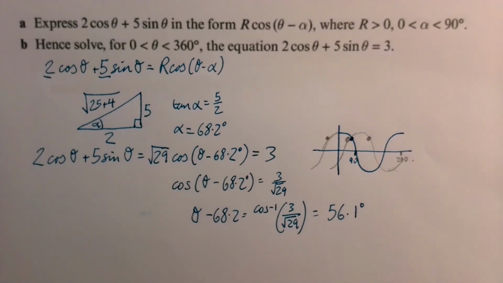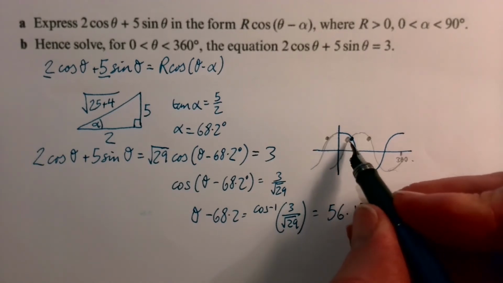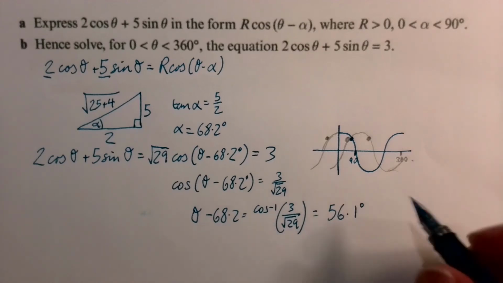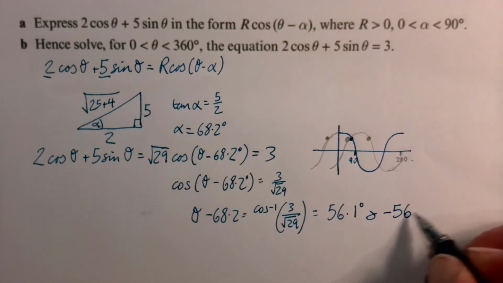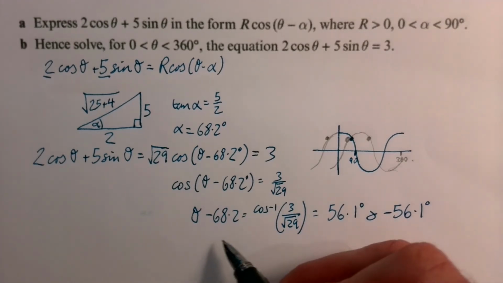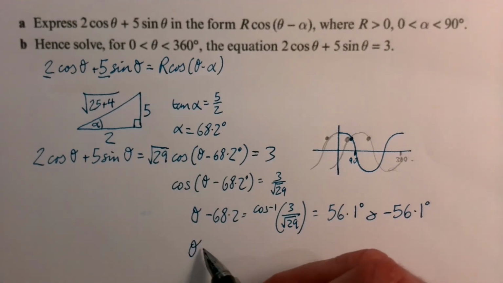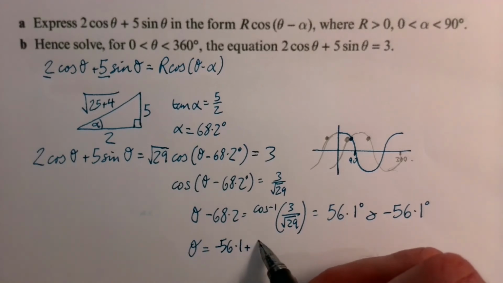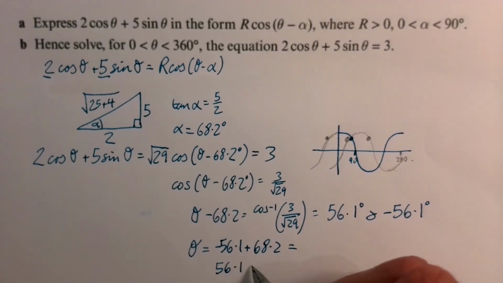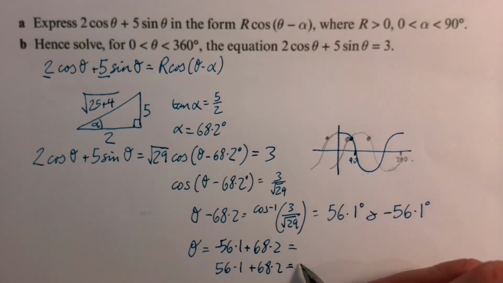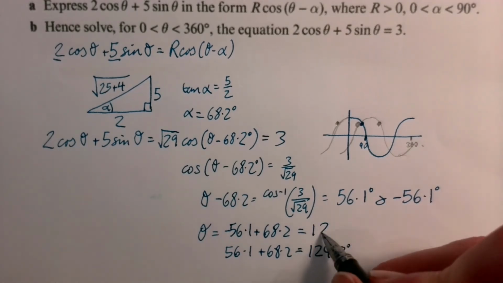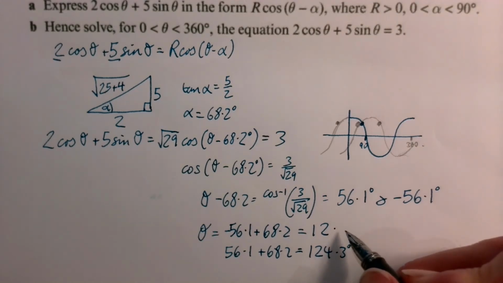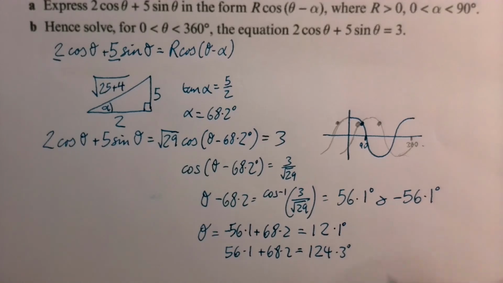So the first thing to do is to think that this sneaky guy, where's he come from? Well, before it moved, he's the same distance the other side. So equals 56.1 and negative 56.1. And then we are going to add 68.2 to both of those. So negative 56.1 plus 68.2, and 56.1 add 68.2 is going to give us 124.3 degrees for that one, which is actually the more obvious one to get, and 12.1 degrees for the other one. So those are our two answers.